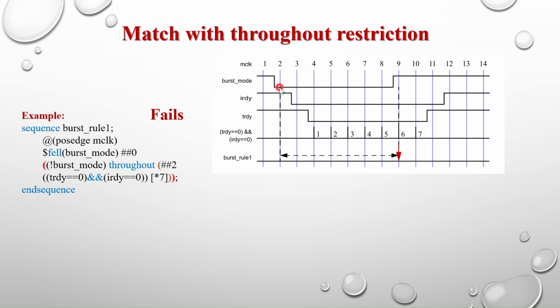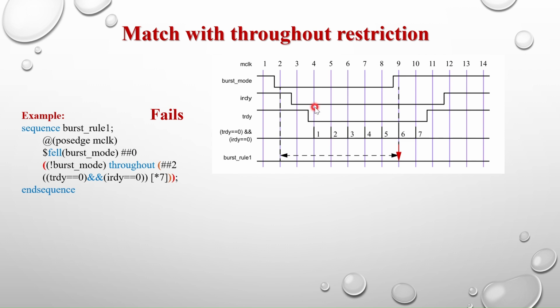When it is 0 in the second subsequent clock tick, that means in the fourth clock tick we need to check whether TRDY is 0 or not. This is the TRDY. Yes, in the fourth clock tick TRDY is 0. We need to check IRDY as well. In the fourth clock tick IRDY is 0. Now the task is to check whether IRDY is 0 for 7 clock ticks or not.